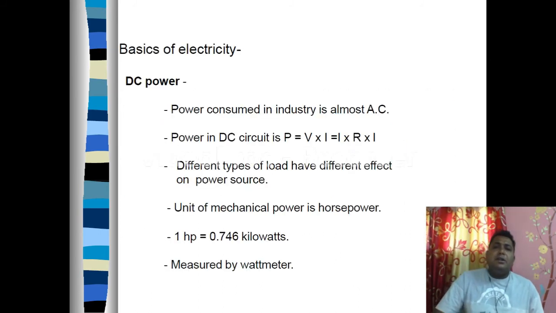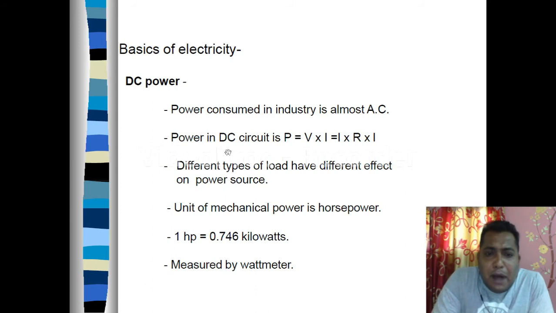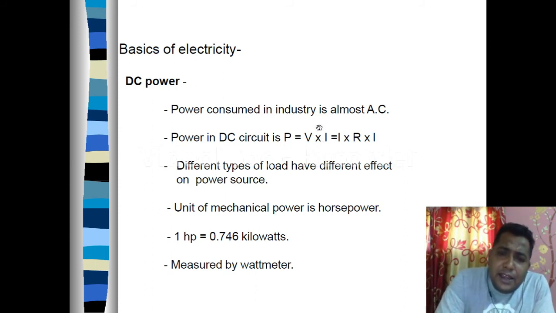DC power means the power formula is given by voltage, denoted V, and current, denoted I, so power will be V into I. Now again, from the concept of Ohm's law, we can substitute. So follow my pointer. Power in a DC circuit is P equals V into I, where V is again I into R from Ohm's law. So I square R is another power formula.